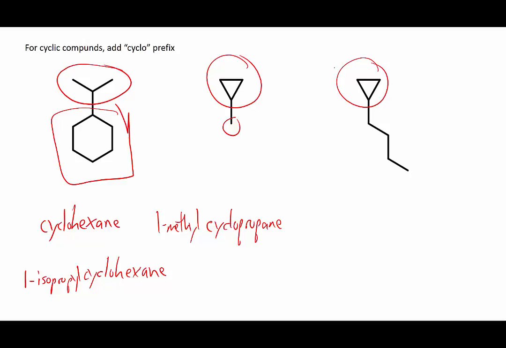We can also consider cyclic structures as the substituent itself. In this case, 1, 2, 3, 4, the longest chain is actually 4 carbon units and not 3. So our root here is 4, which would be butane. The substituent is a cyclopropyl substituent. So this is 1 cyclopropyl butane.